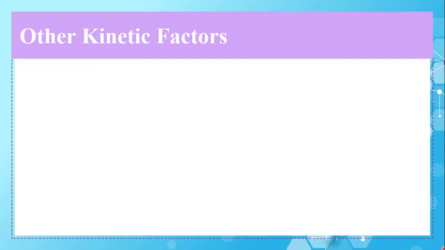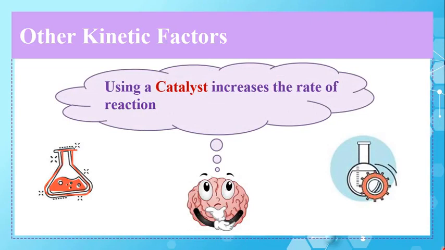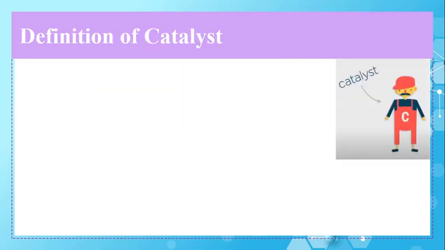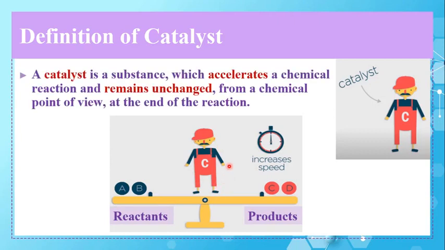The last kinetic factor in our lesson is the use of a catalyst. What is a catalyst? A catalyst is a substance that accelerates a chemical reaction and remains unchanged from a chemical point of view at the end of the reaction. Therefore, in the equation of a chemical reaction, the catalyst is neither written on the reactant side nor on the product side. It is written on the arrow of the chemical equation.